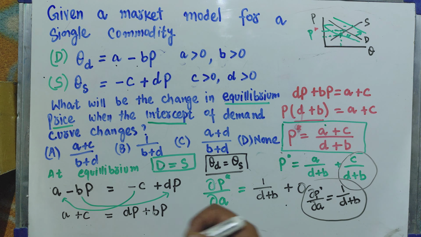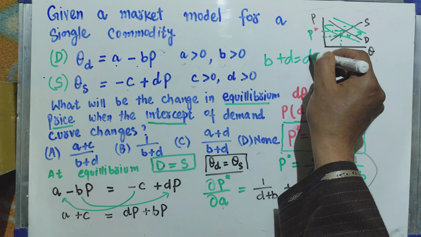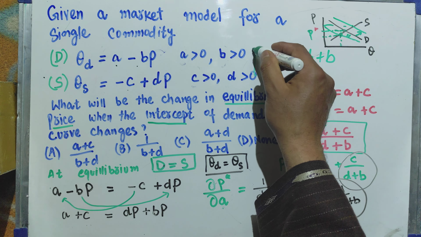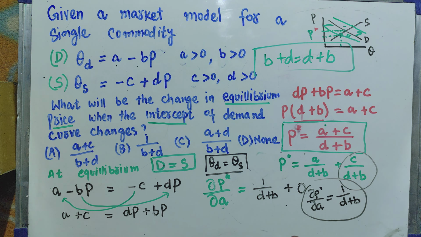So we have B plus D, and B plus D is equal to D plus B. This is straightforward from the commutative law of addition. Okay. So the correct option should be B option.